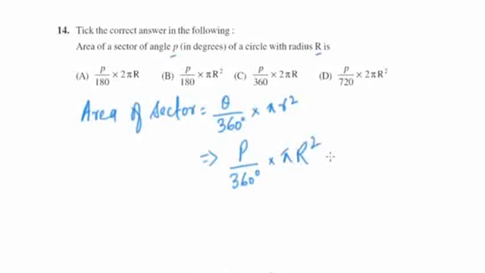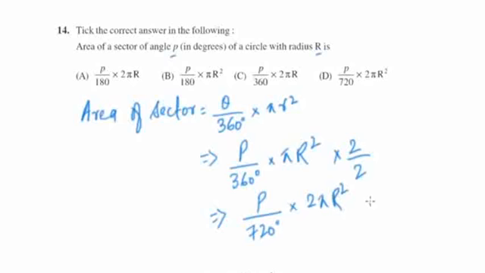Now we just have to multiply it with 2 by 2. So when we multiply it with 2 by 2, it will become P divided by 360 degrees multiplied by 2, which is same as 720 degrees multiplied by 2 pi capital R square. So which means the last option, the D option, is the right option.